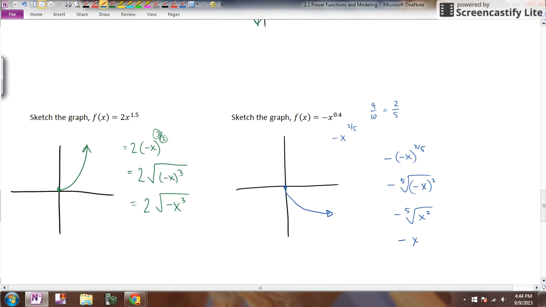So let's clean it up a little more. Call it negative x to the 2/5 power. Well, wait a minute. That's back to the original function. So therefore, this is an even function. And if it's an even function, I should reflect it over the y-axis. So it should look like this. Crazy. That's what kind of graph I would expect.